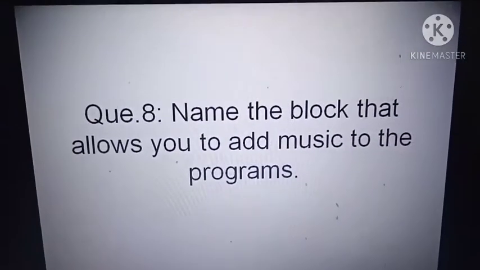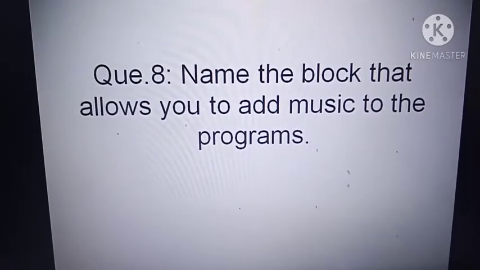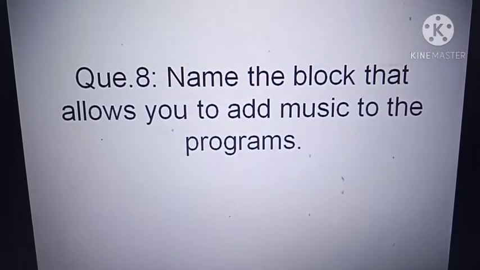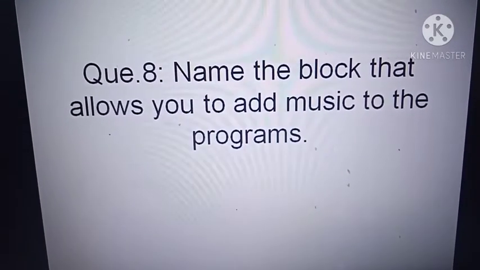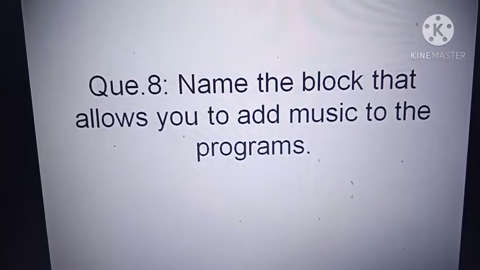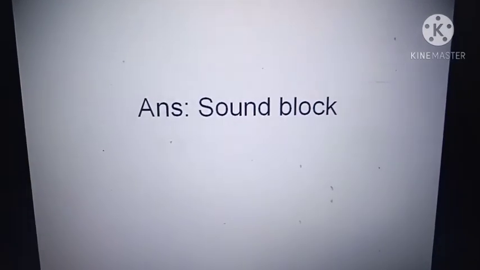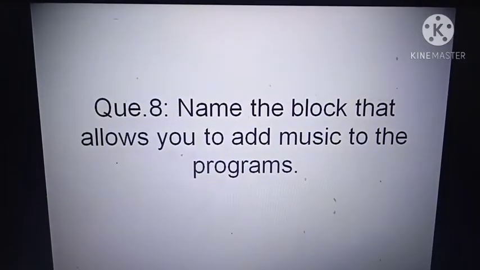Question number 8. Name the block that allows you to add music to the program. The answer is sound block. It allows us to add music to the programs.